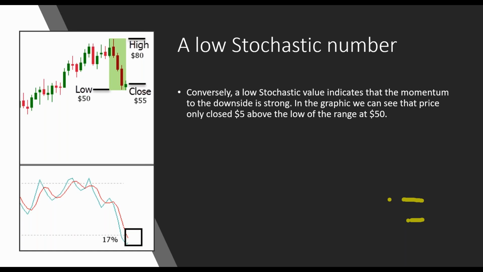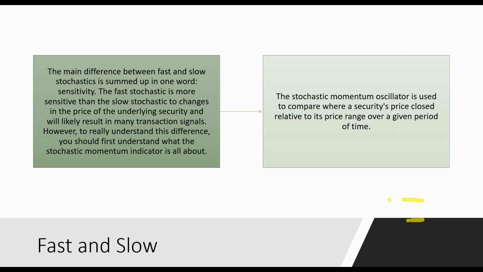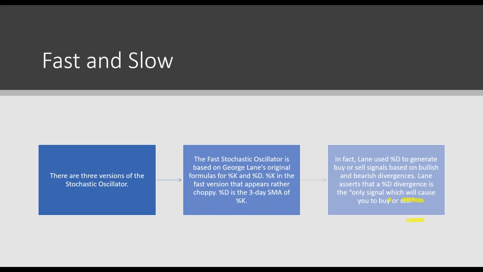Now, conversely, a low stochastics value indicates that the momentum to the downside is strong. In the graphic, we can see that price only closed $5 above the low of the range at $50. The main difference between the fast and slow stochastics is summed up in sensitivity. The fast stochastics is more sensitive than the slow stochastics to change.